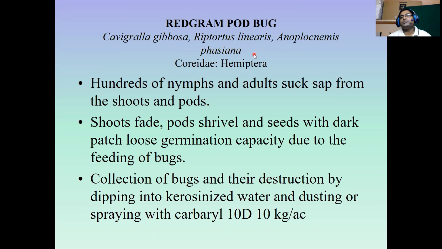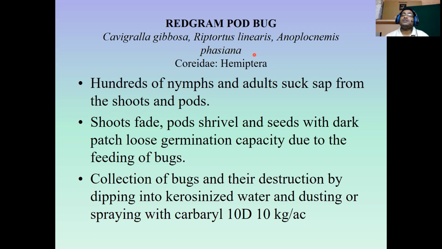So another one is the green gram pod bug. This is also a minor pest. The problem is they are sucking the sap from the pods. If they are sucking the sap from the pods, the quality of the pod will become less. Therefore, you have to be very careful. But they are minor pests.